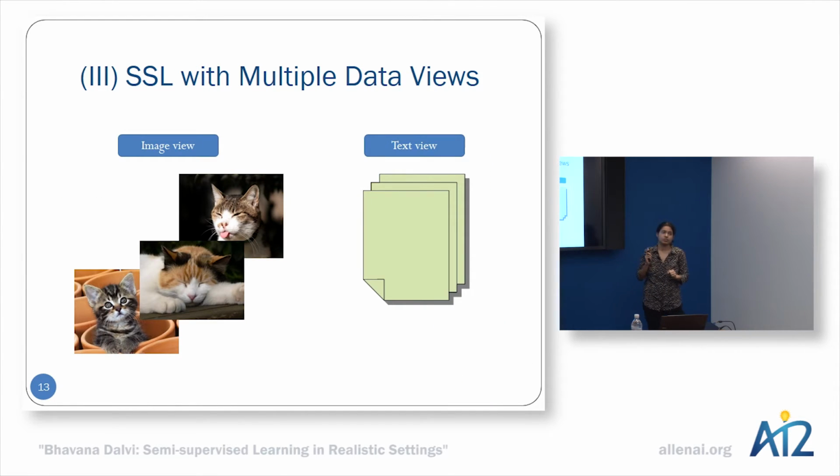The third scenario is when we have multiple data views. So say there are these three cat data points, and we have their images as well as text around these images. Then instead of concatenating these two feature vectors, we can learn an image classifier, an independent text classifier, and combine their scores using some intelligent multiview method.